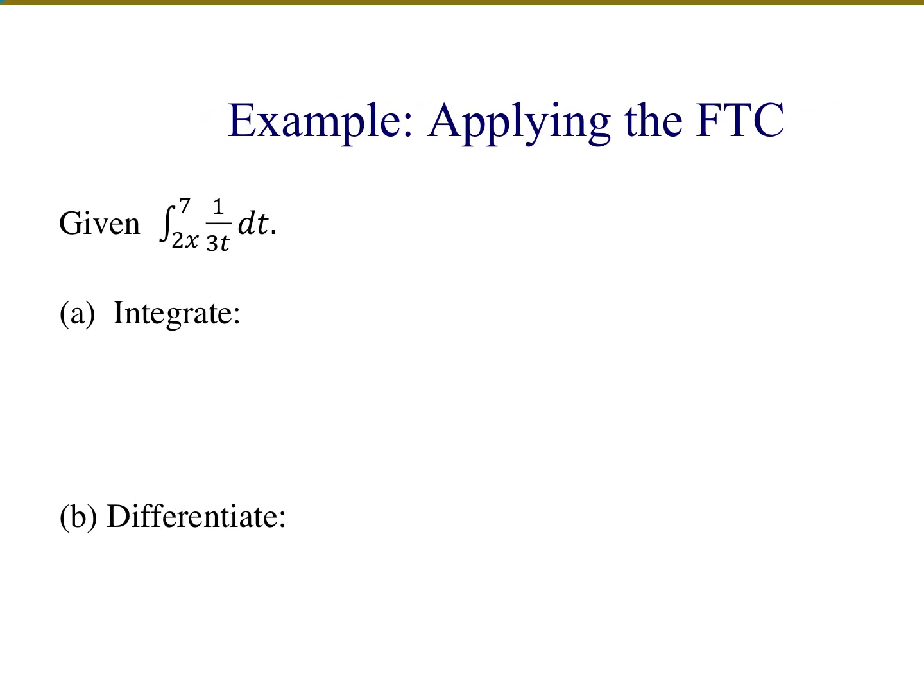Okay, let's try it again. Given what we're given right now, we're only given an integral. If that's all we're given, then I want you to actually do the integral. So we're actually doing the integral this time: the integral from 2x to 7 of 1 over 3t dt. What is the integral of 1 over 3t dt?